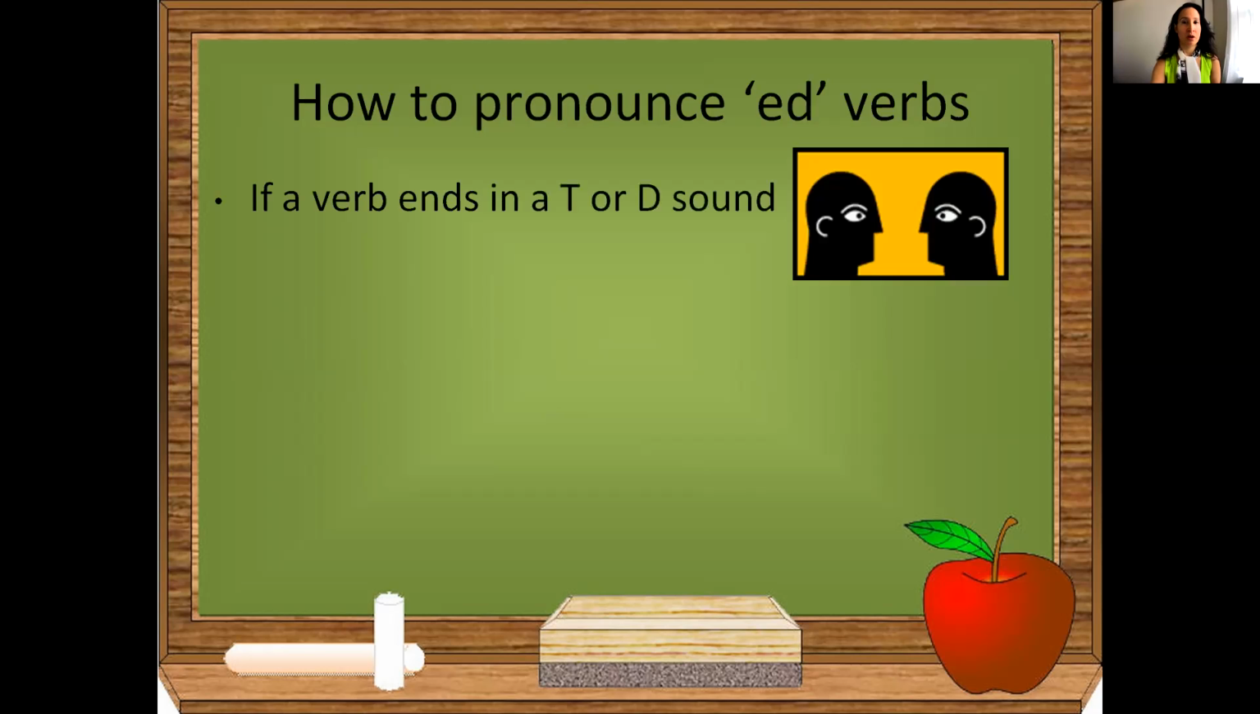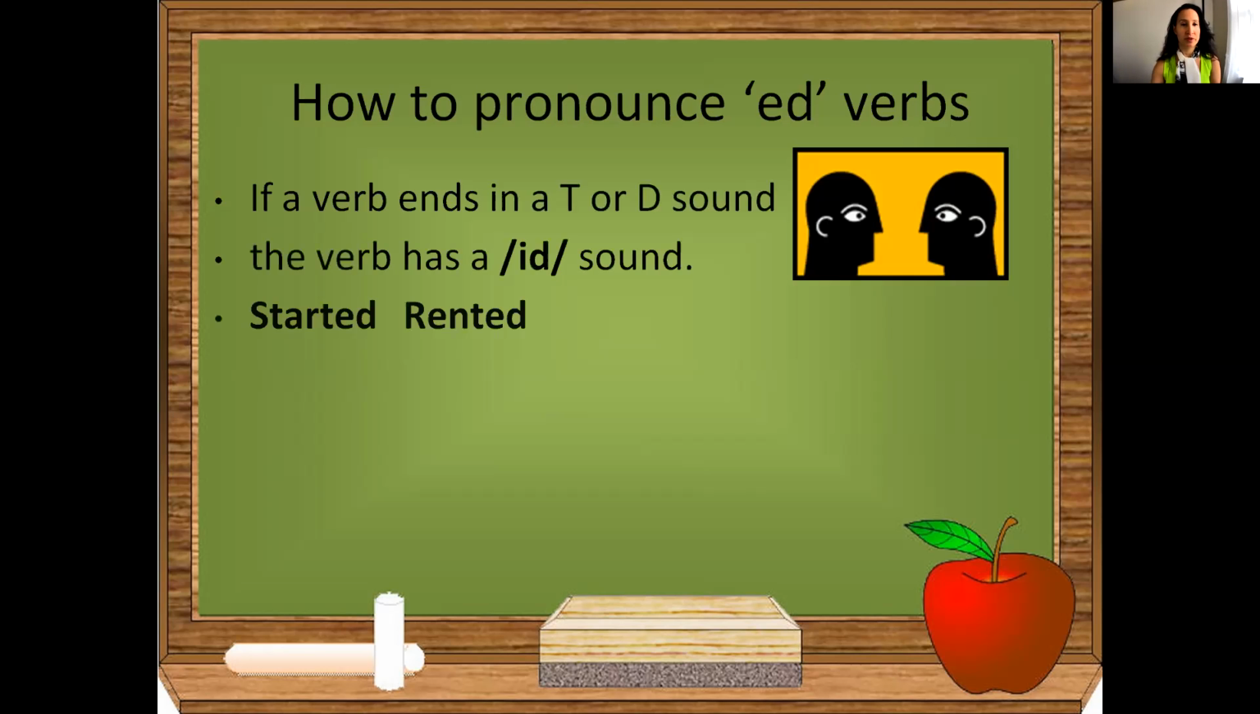Here are some more how to pronounce ED verbs. If a verb ends in a T or a D sound, the verb has an ID sound. For example, started, start-id. So the ID sound is id. Start-id. Repeat, start-id. Rent-id. So the ID sound is id. Rent-id. Are you repeating after me? Did you get it?